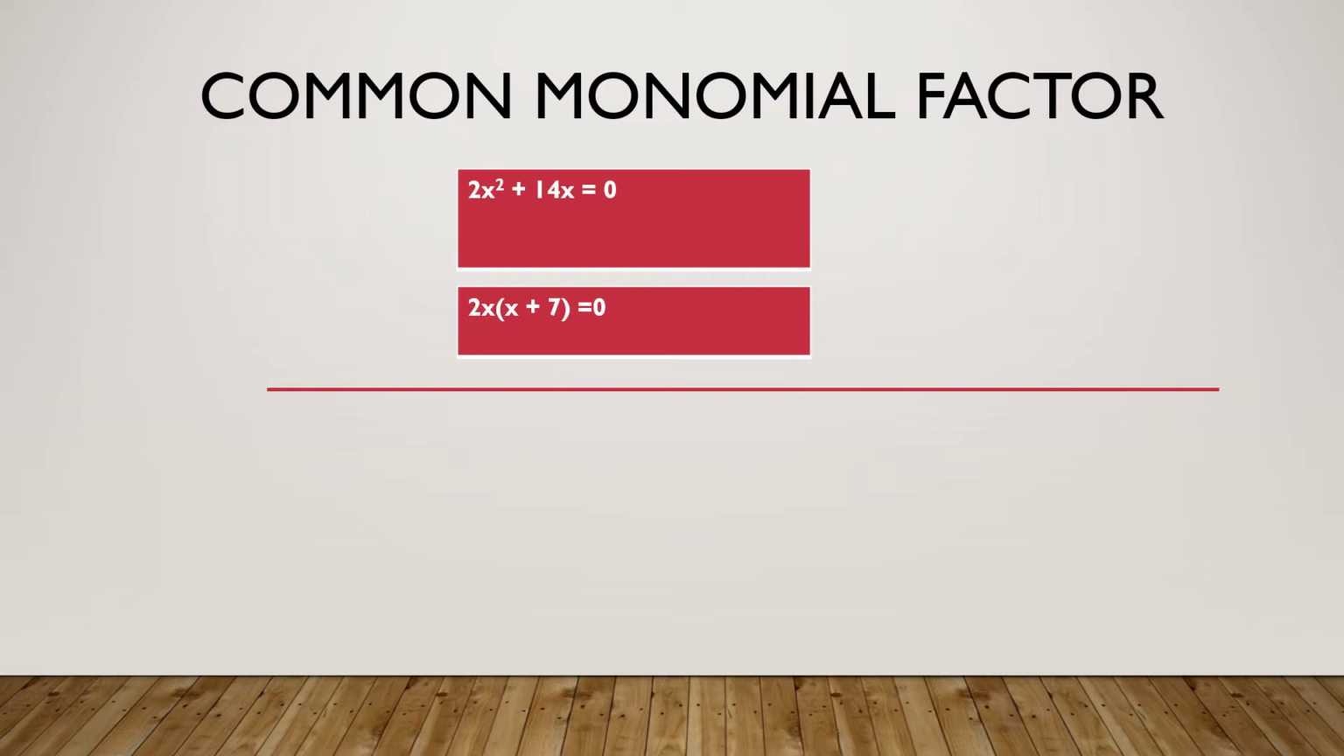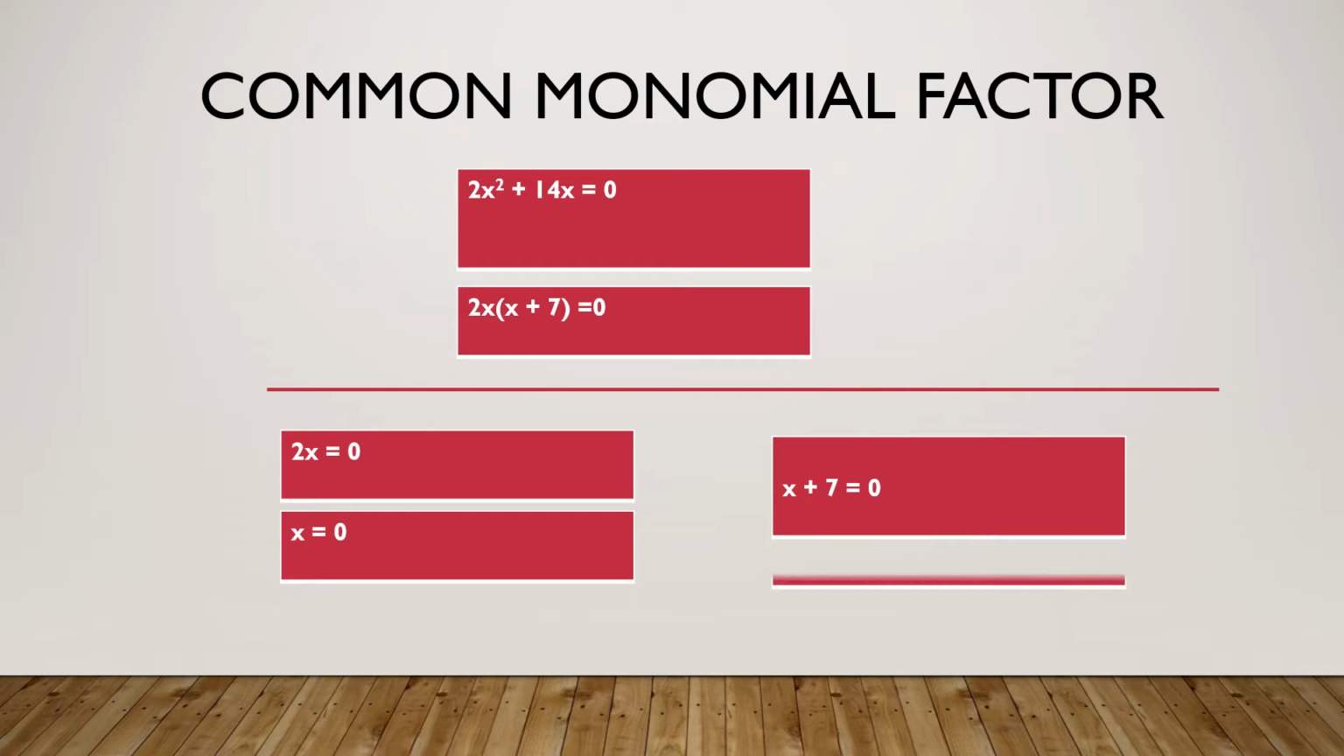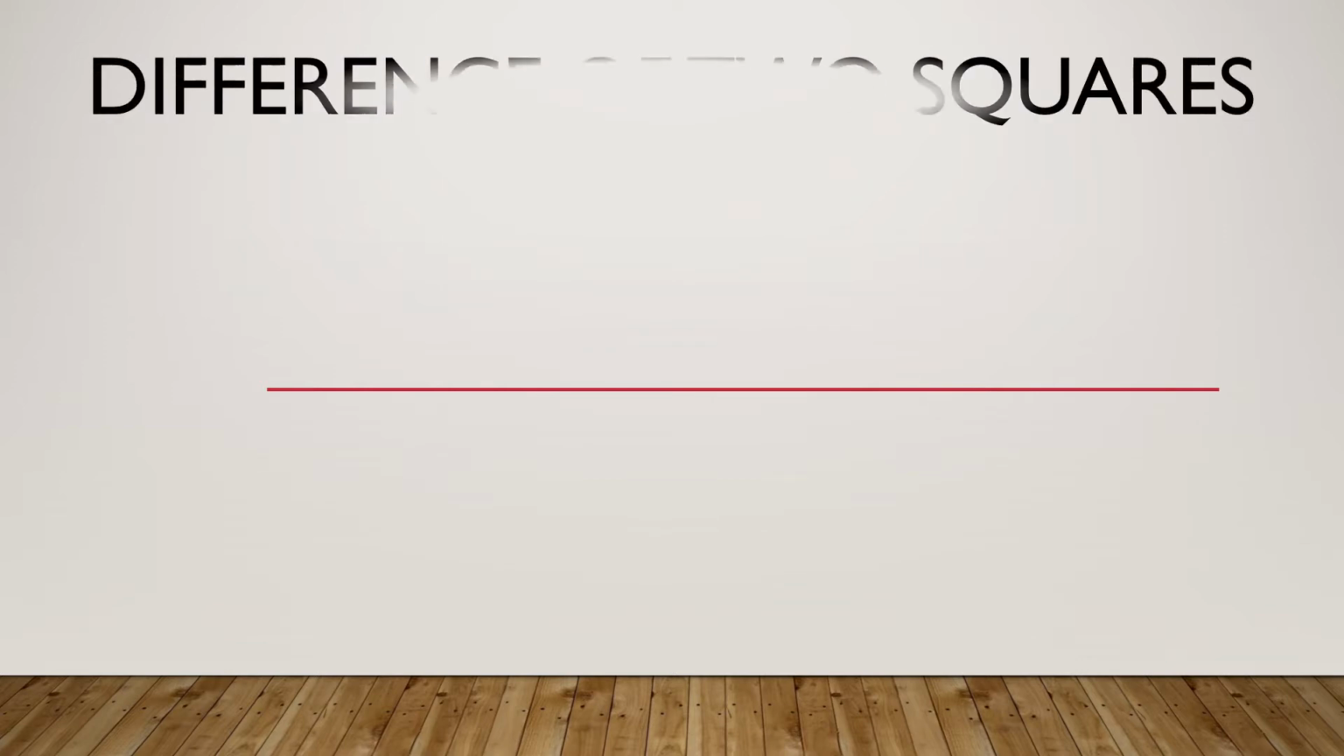Then you have x plus 7. Then using the zero product property, you can separate the two factors, then solve each. So you have here 2x equals 0, so the value of x is equal to 0. The second is x plus 7 equals 0. Then transpose positive 7 to the right, that becomes negative 7. So the solutions would be negative 7 and 0. Let's try another example.